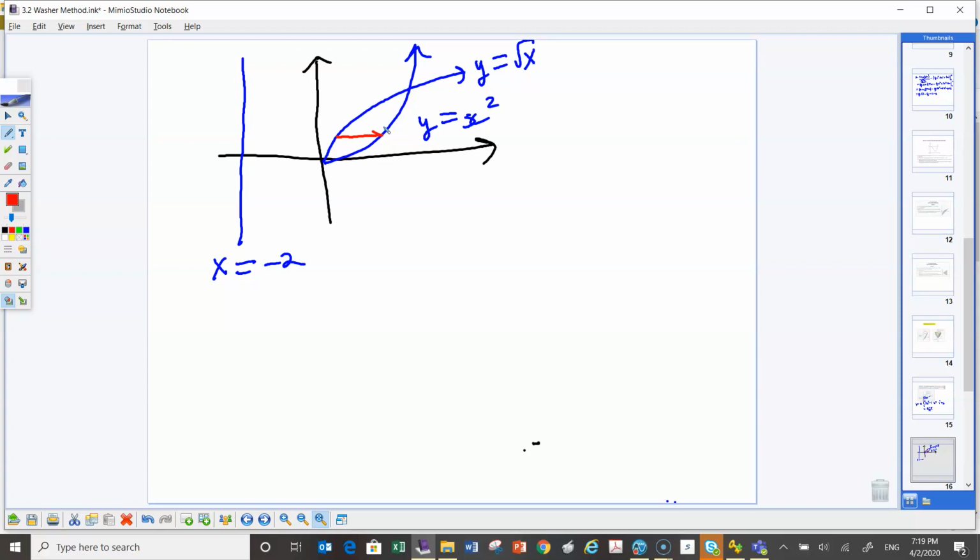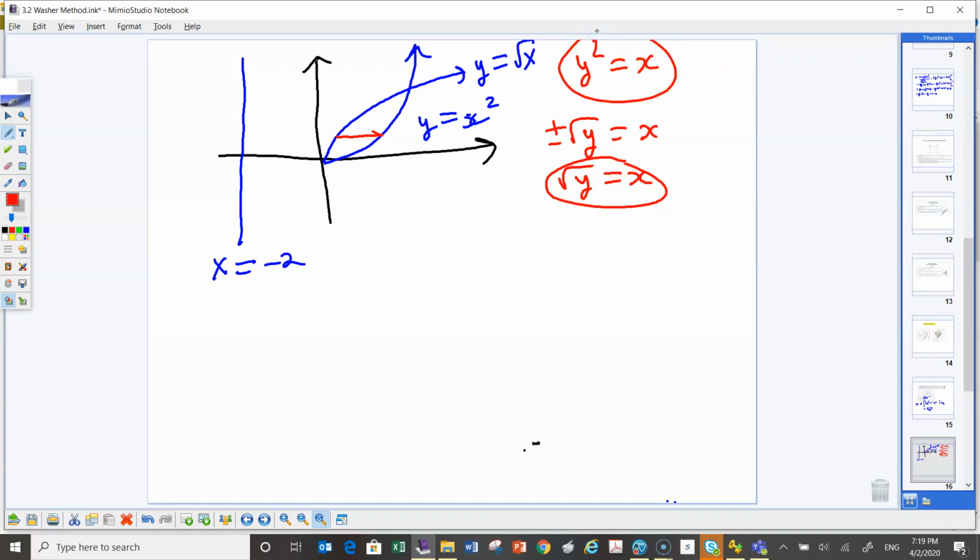Because I'm revolving around a vertical line, I need to change my equations. I'm going to square both sides, and my first equation would be y squared equals x. My second equation, if I square root both sides, would be plus or minus root y equal to x. And in quadrant 1, we just deal with the positive root y. So those are my two functions in terms of x equals.